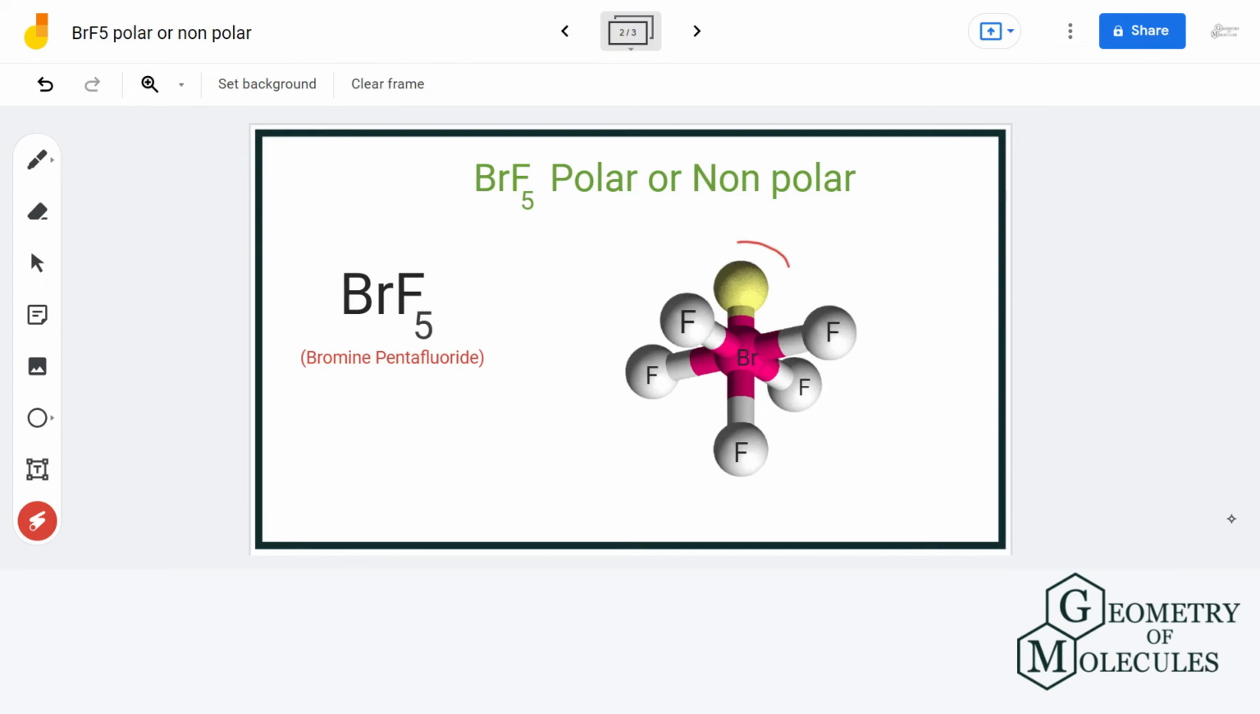So if there was no lone pair, then there would have been a symmetrical nature in this molecule and the net dipole moment would have been 0. But as explained earlier, due to the asymmetry present in this molecule, the electron density is more towards the fluorine atoms and there are poles formed in this molecule that makes BrF5 a polar molecule.